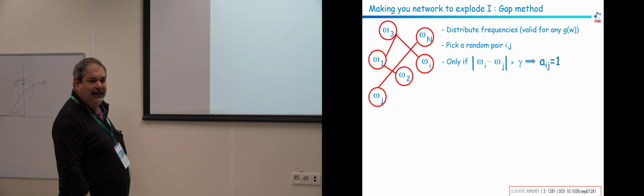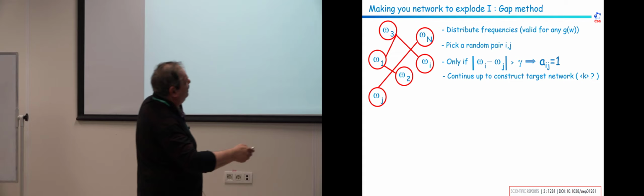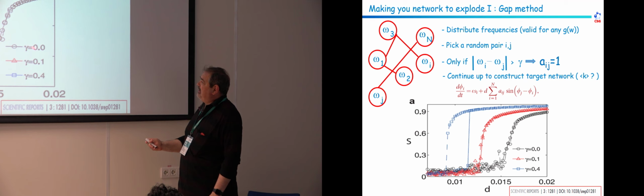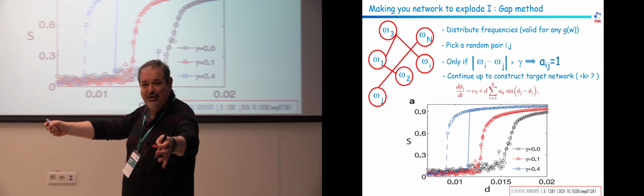So continue. I continue constructing this up to get what I want, a given network with mean degree, or if you want, with number of connections L. I use this here, and you see what happens. If my threshold is zero, so basically I'm constructing an Erdős-Rényi network, because I'm taking a pair of nodes and I'm always putting the connection.